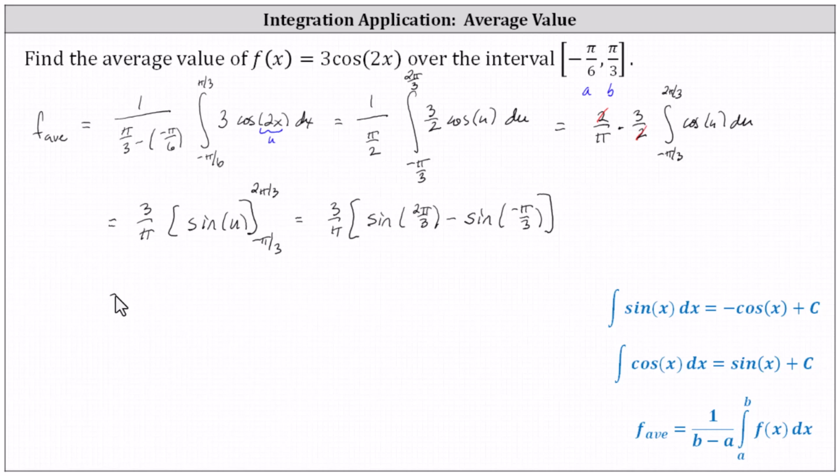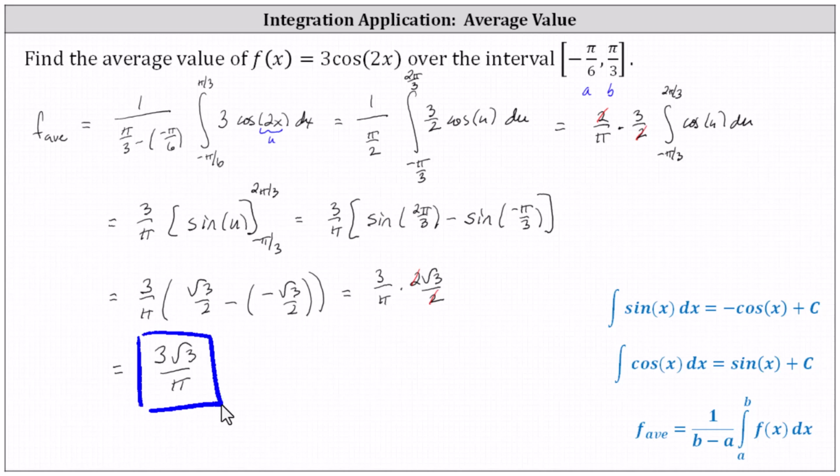Going back to our work, we now have 3 divided by pi times square root 3 divided by 2 minus negative square root 3 divided by 2, which simplifies to square root 3 divided by 2 plus square root 3 divided by 2. We now have 3 divided by pi times 2 square root 3 divided by 2. And of course, 2 divided by 2 simplifies to 1. The exact average value is equal to 3 square root 3 divided by pi.